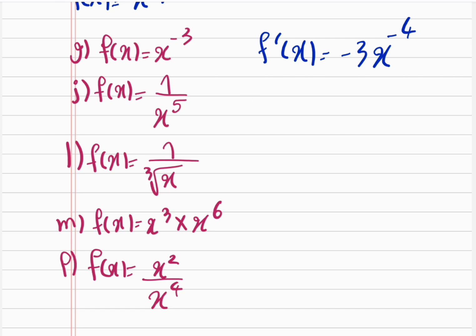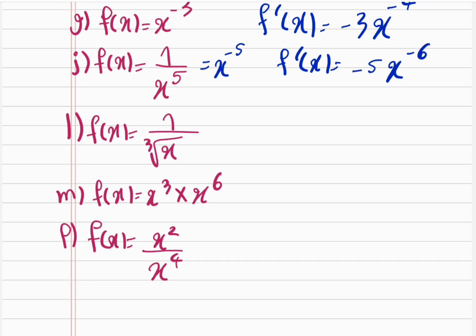For the next one, as you can see, it's not in the form x to the power of n because it's in the form 1 over x to the power of n. As soon as you notice that it's not in the form x to the power of n, you should make the function in that form. So 1 over x to the 5 is equal to x to the power of minus 5, right? Now it's in the form x to the power of n, so we can differentiate this. Again, the power comes down, which is minus 5, then x, and then minus 5 minus 1 is minus 6. So this is the derivative.